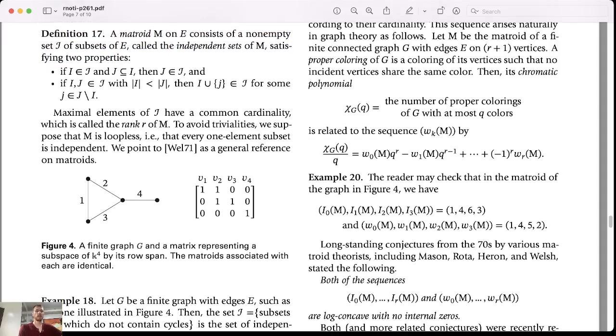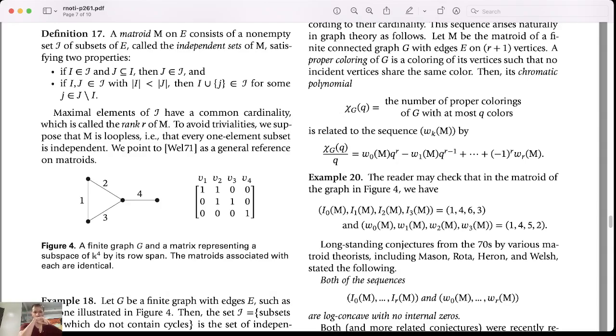If I is in 𝓘 and J is a subset of I, then J is in 𝓘, and if I and J are in 𝓘 with cardinality of I less than cardinality of J, then I union singleton j is in 𝓘 for some j in J minus I. The first property is: if I in 𝓘 and J is a subset of I, then J is in 𝓘, so 𝓘 is closed downward. And the second one is: if I and J are in 𝓘 with the cardinality of I less than the cardinality of J, then I union singleton j is in 𝓘 for some j in J minus I.